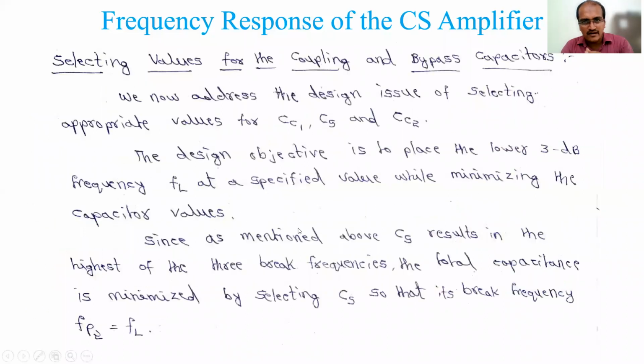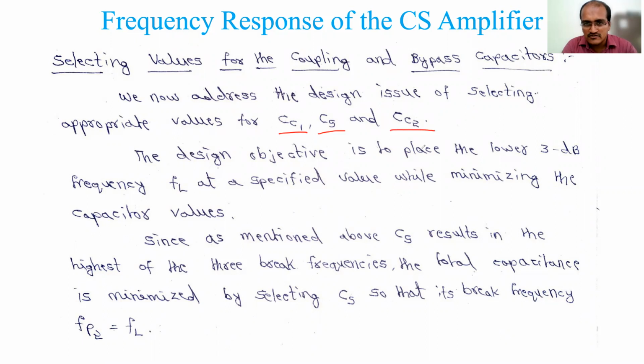Now, selecting values for the coupling and bypass capacitors. Previously you designed small signal operation and biasing circuits, where you learned how to calculate only the resistor values. Now, since capacitors are involved, how do we choose them according to our frequency need? That is the topic, and based on that we'll see a problem. We now address the design issue of selecting appropriate values for the coupling capacitors and bypass capacitor: CC1, CS and CC2.